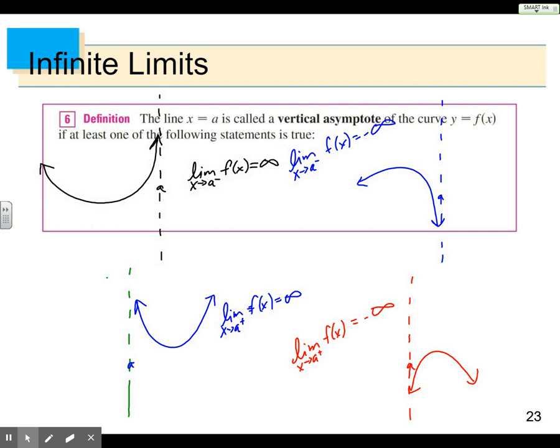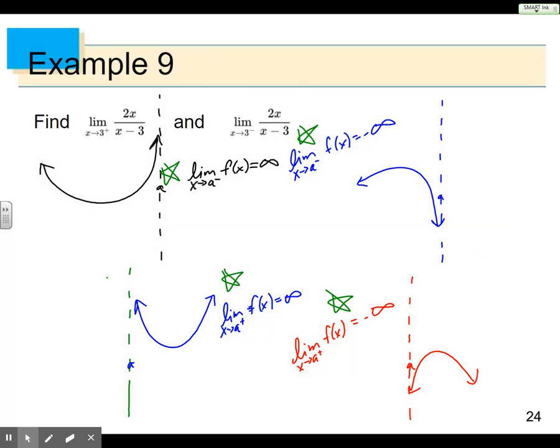So we have the line x equals A is called a vertical asymptote of the curve if at least one of the following statements are true. All right, so if any of these statements down here are true, then we're good. We're going to have a vertical asymptote. Okay. We're going to expand on that later on. You might not see a lot with that tonight.